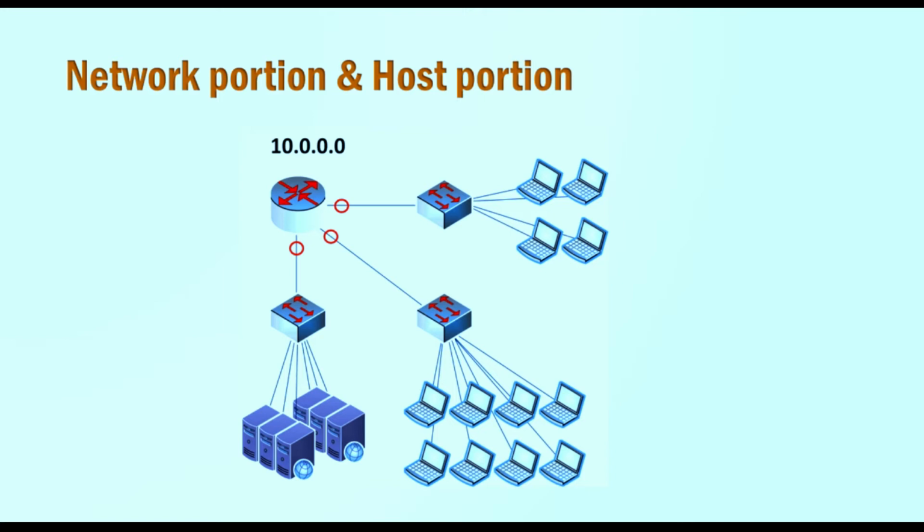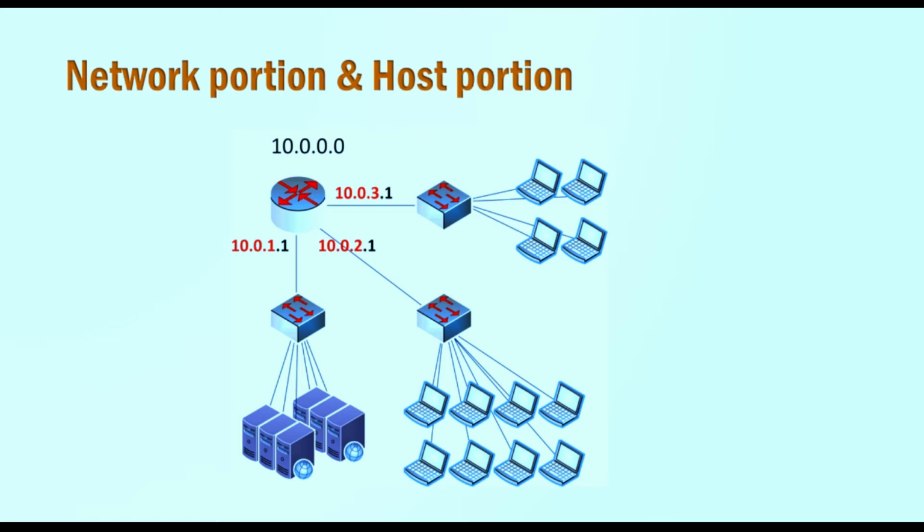Each of these interfaces is going to have an IP address. Let's look at those addresses. The gateway for the server network is going to be 10.0.1.1. The gateway for the second network is going to be 10.0.2.1, and the gateway for the third network is going to be 10.0.3.1. These are the network portions of each of these addresses. You can see that these are actually different networks. The point of the network portion is to differentiate different networks.